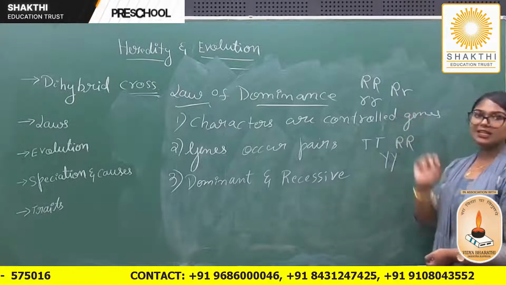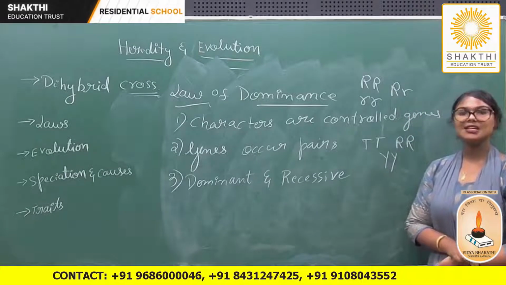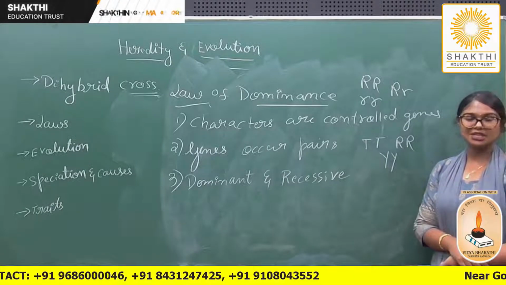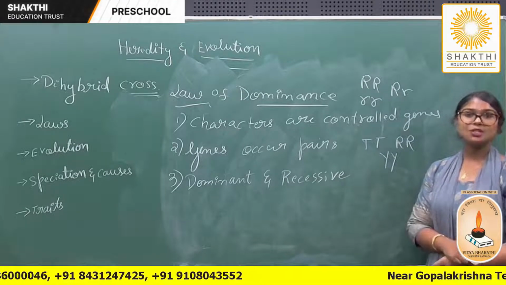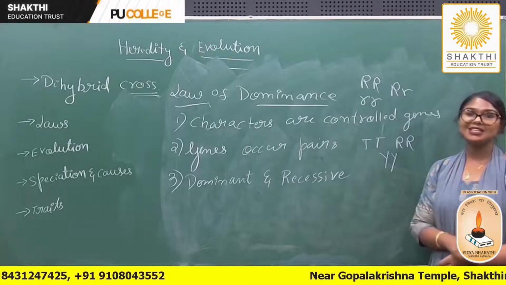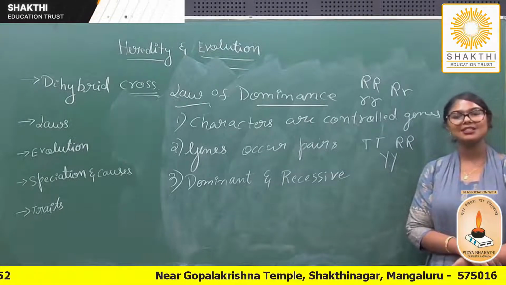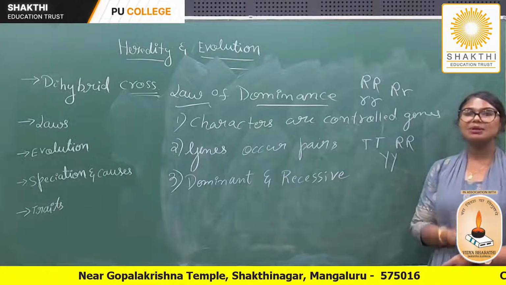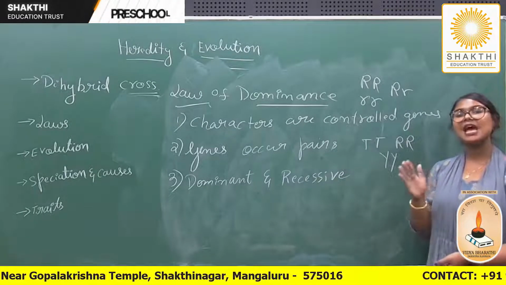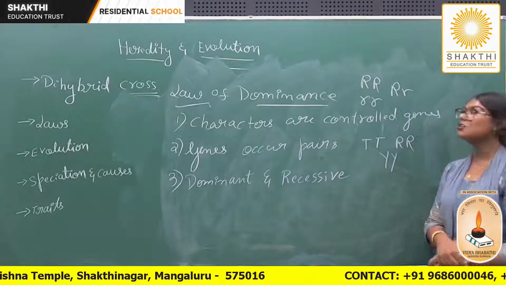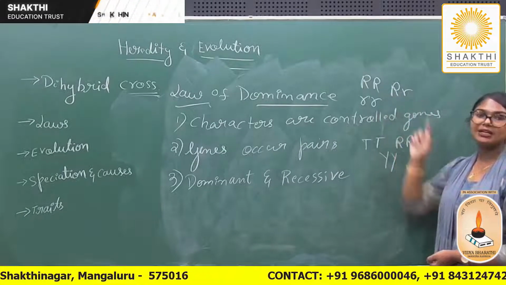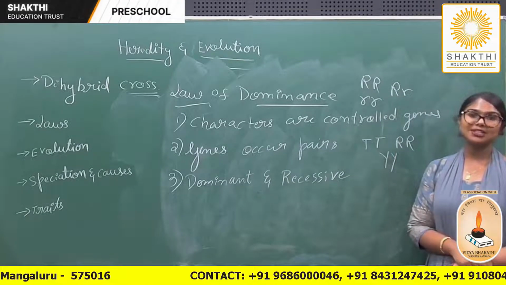The other gene that we write in the small letter is nothing but the recessive gene. We have dwarf, small t, we have green, small y, and we have small r, that is nothing but wrinkled. So please remember the dominant characters and the recessive characters. They are always written in capital and small letters respectively.